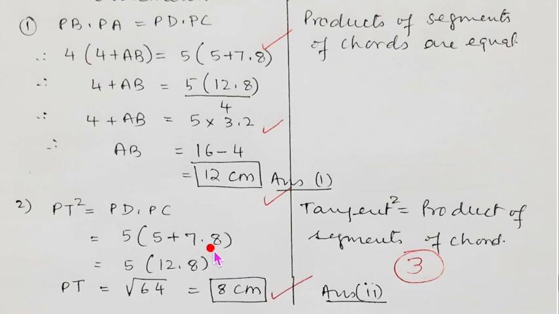So 5 into (5 plus 7.8). That is 5 into 12.8. We already have added this earlier here. Can you see that? Now if you multiply this, you get 64. So PT will be under root of that, that is 8 centimeters. And that is our third mark that we got from this question.